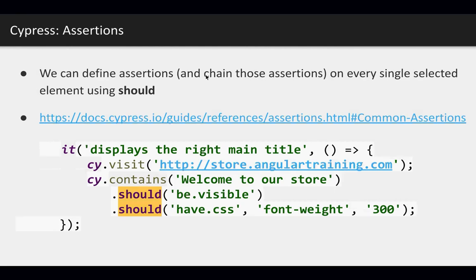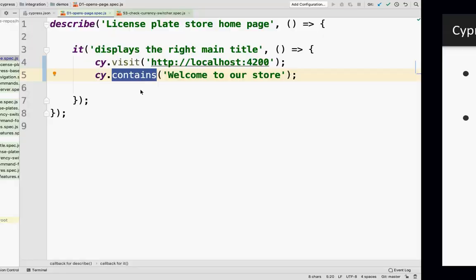Then once I have selected an element, I can run a bunch of assertions on that element. So here I'm going to check that this "welcome to our store" is visible, for instance, and that it has a font weight of 300. So I can check the CSS, I can check the size, anything really related to whatever you want to test. You can go as deep as you want. Check the font, check if it's bold or not, all of these different things.